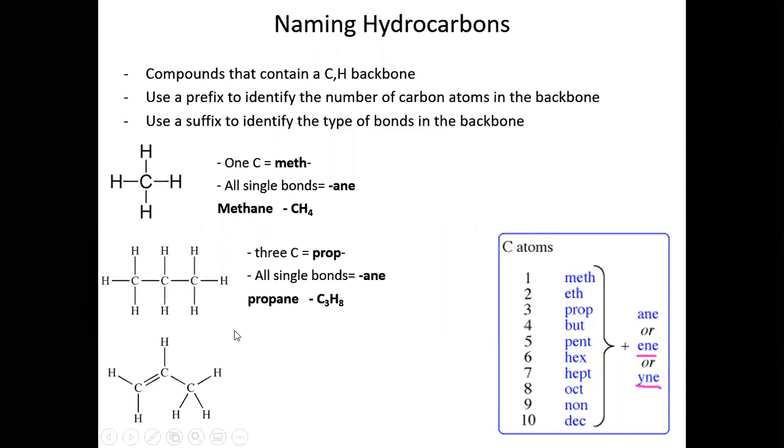Now when you have a double bond, it's a little bit different. Here we have 3 carbons. We use the prefix prop, but since there's 1 double bond shown here, we have to use the suffix ene. So this is propene. Notice the difference between propane and propene. Propane has all single bonds. Propene has 1 double bond. So it's very important that you remember these prefixes.